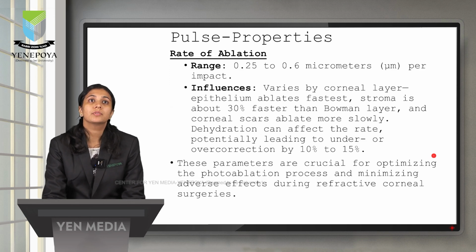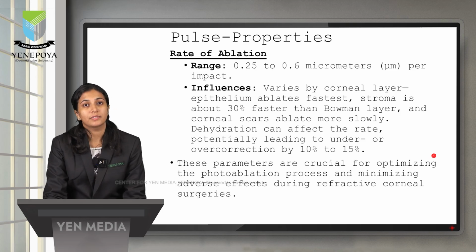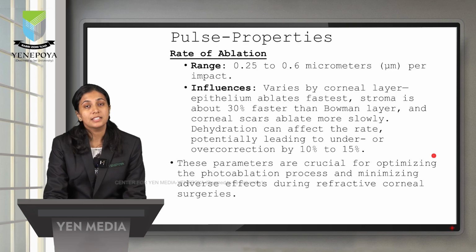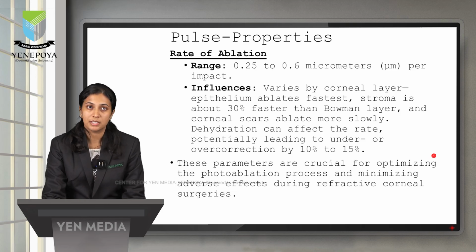Rate of ablation is between 0.25 to 0.6 micrometers per impact. Different layers of the cornea get ablated at different rates. The epithelium ablates faster. Stroma is 30% faster than Bowman's layer. Corneal scars ablate slowly. Dehydration can affect the rate. There might be an under- or over-correction by about 10 to 15%.